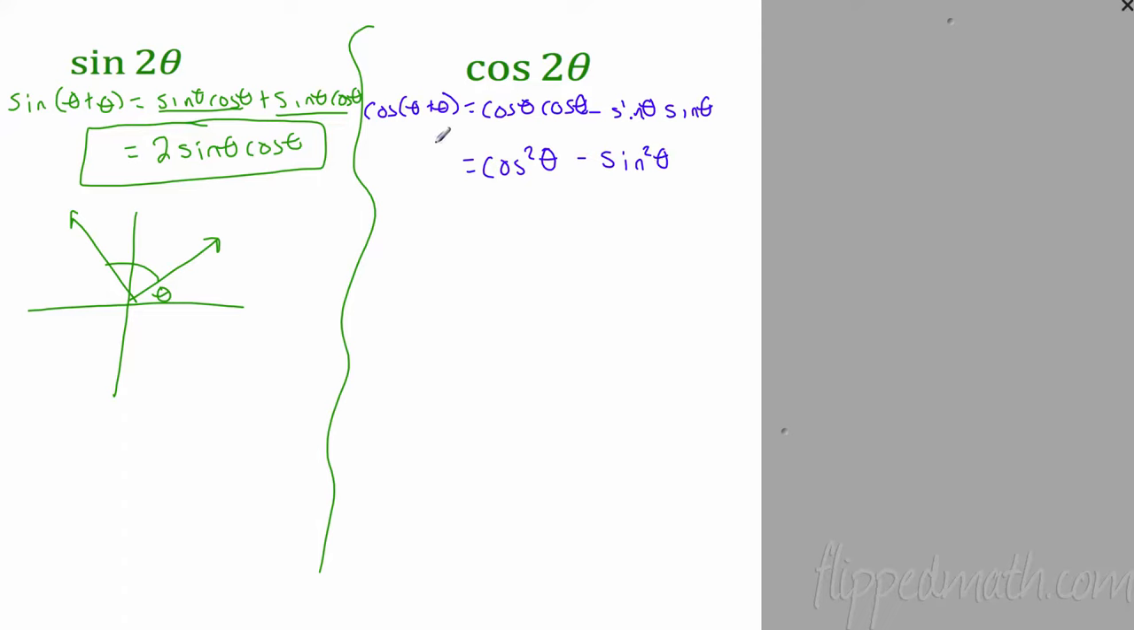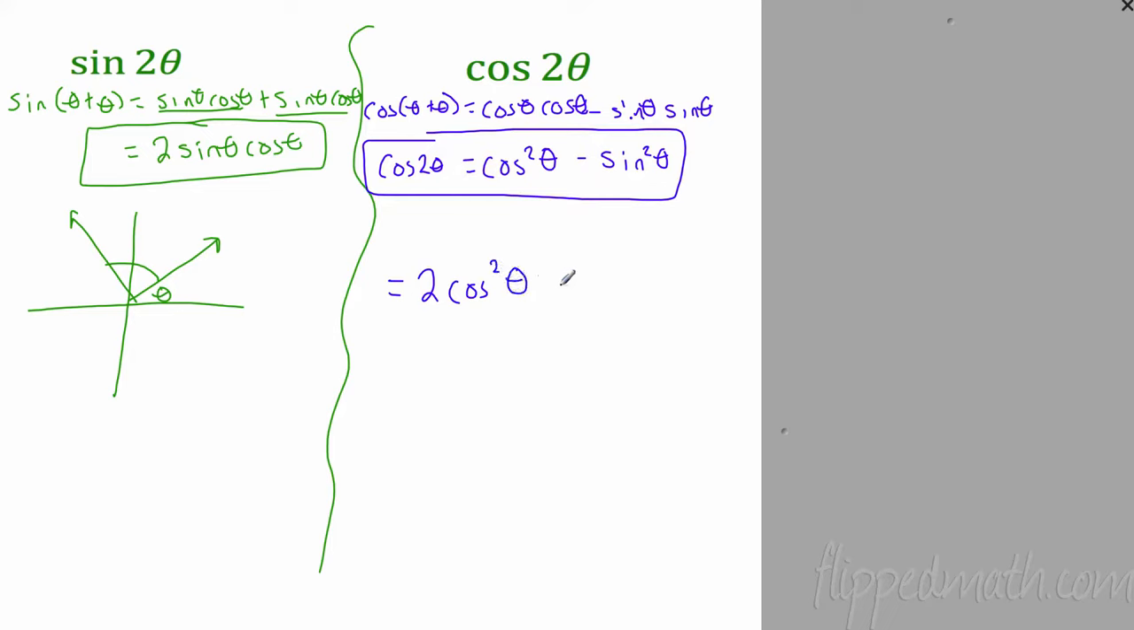So there we have it. Cosine of 2 theta, our double angle formula, is cosine squared theta minus sine squared theta. Now, the great thing about cosine is it actually does have a couple other ones, and these will come up nicely when you have, for example, identities to prove.